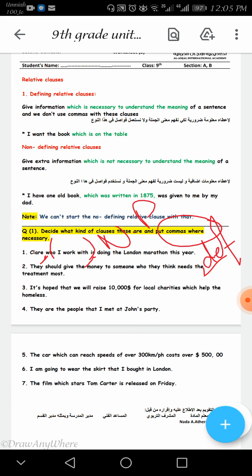Number 3: It's hoped that we will raise $10,000 for local charities which help the homeless. It's hoped that we will raise for local which help. Yes, is this defining or non-defining? This is defining.